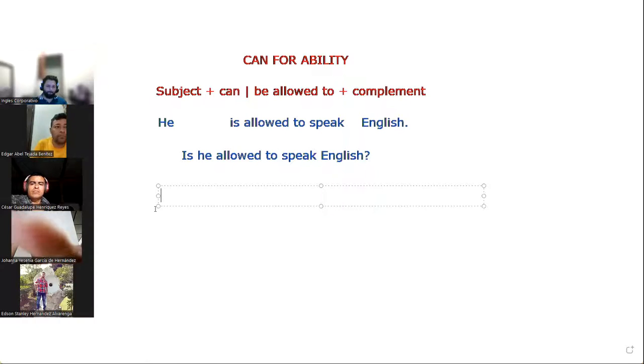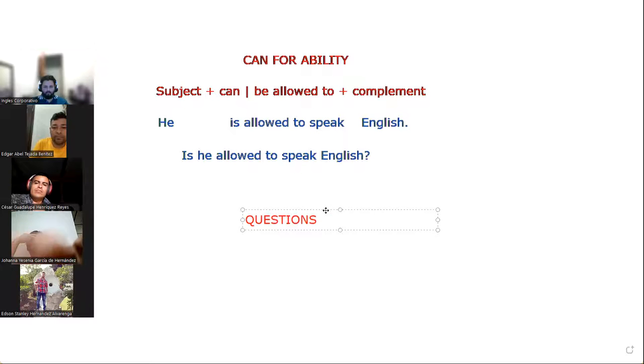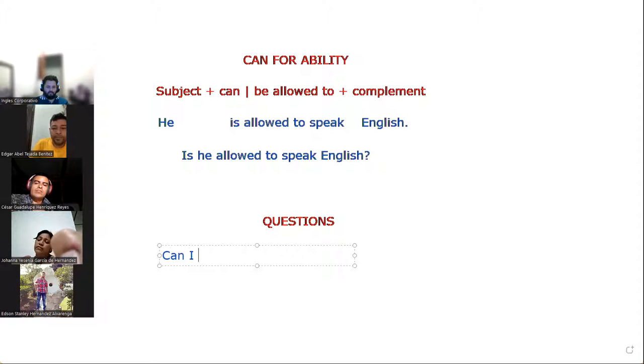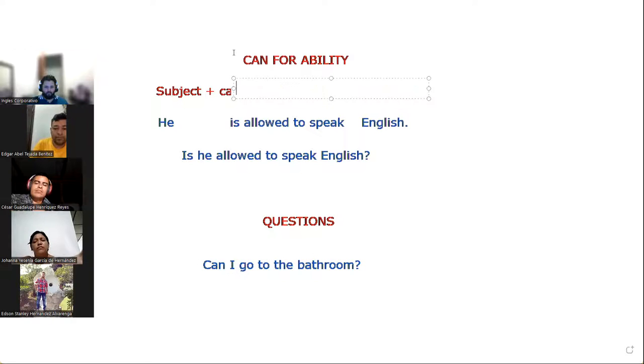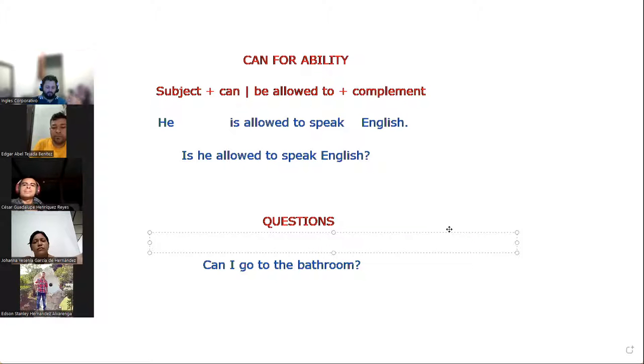Can I go to the bathroom? Well, yeah, if we talk about questions, right, because we're gonna talk about questions. Yeah, you can say, can I go to the bathroom? So in that case, the structure would change because it won't be subject first. Remember, I asked at the beginning, is a modal a verb? I mean, an auxiliary. And you said yes, right? So if it is an auxiliary, guys, and we want to ask a question for permission, we're going to start with can.